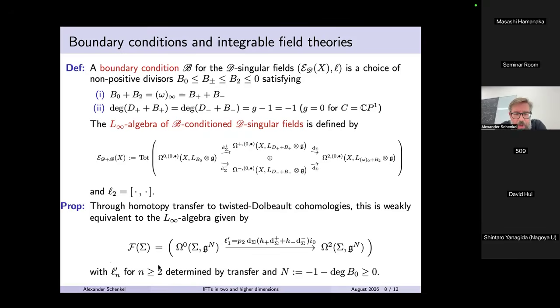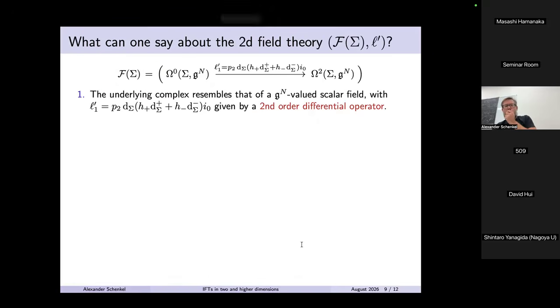And these Ln brackets, you can, if you work hard enough, make them explicit, but they are, for the moment, just determined by homotopy transfer. So you have a combinatorial way to compute them. So, okay, my claim is that this weakly equivalent model for the boundary conditioned and singular fields is an integrable field theory. This is my claim.